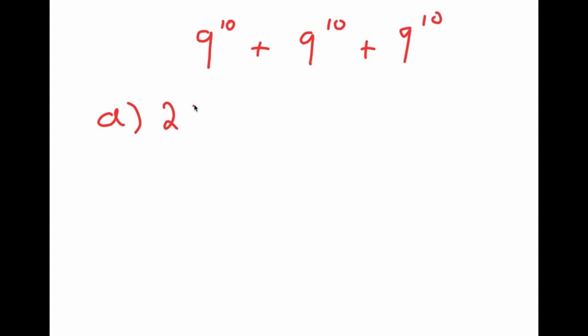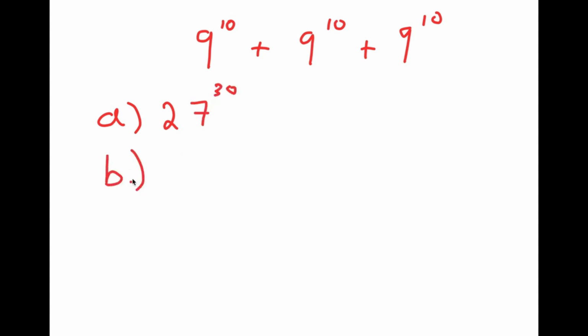Alright, so in this video, I'm going to be solving the problem 9 to the power of 10 plus 9 to the power of 10 plus 9 to the power of 10. And for this problem, I actually have 4 option choices. So for A, I have 27 to the power of 30.